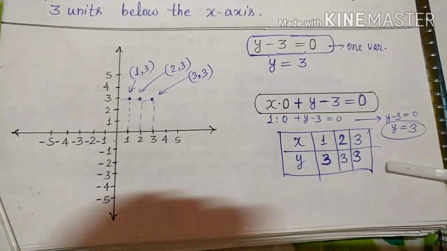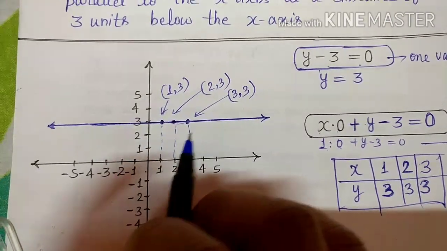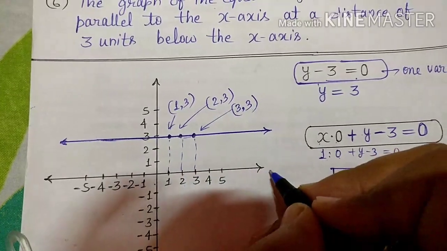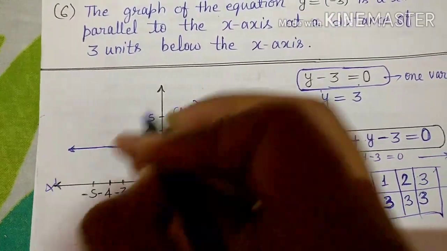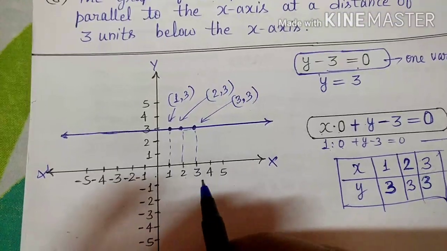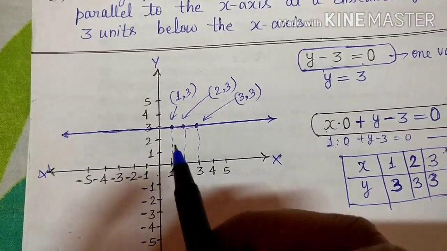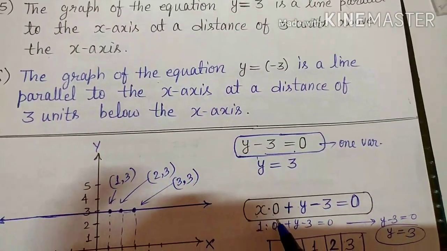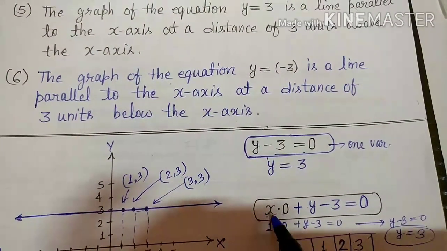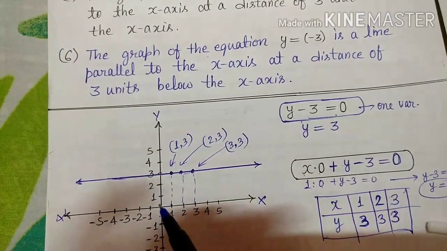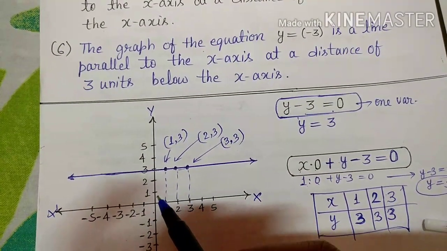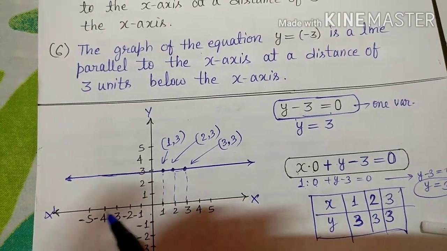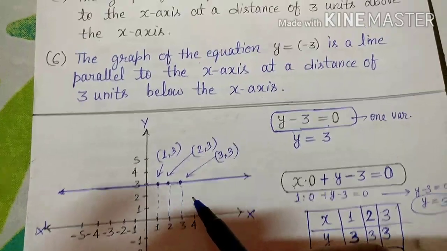So let's see what will come. When we join these 3 points, what did we get? We got a line which is parallel to the x-axis. This is the x-axis, and this is the y-axis. We got this line when the y value is given as 3 and the value of x is multiplied by 0. So in this way, when the y value is given, the line for this equation comes out parallel to the x-axis.